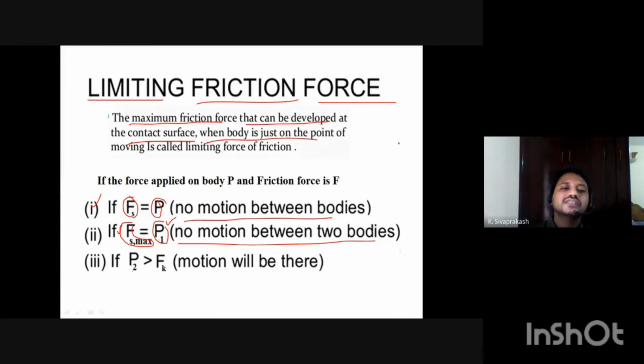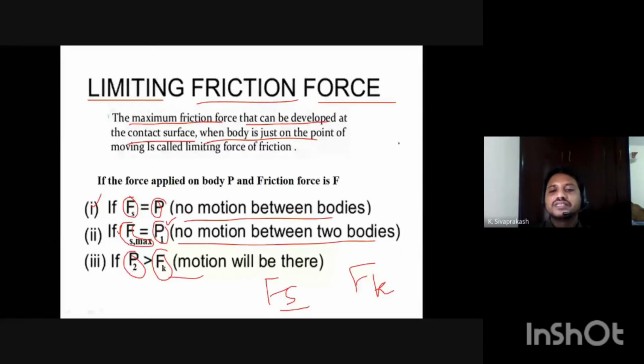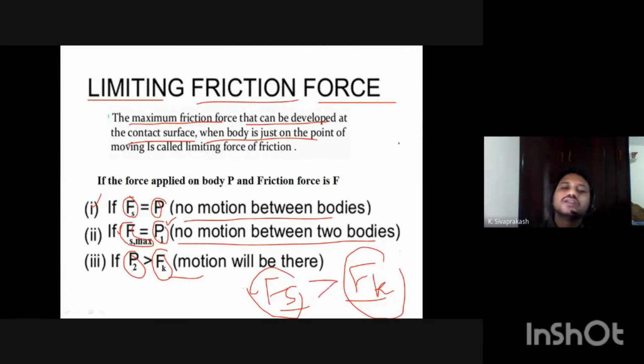So the reduced frictional force is known as kinetic friction. When comparing static friction and kinetic friction, which has the greater value? The static friction is greater than the kinetic friction. Otherwise, the kinetic friction is less than the static friction. So this is about the kinetic friction, the static friction and the limiting friction. I think you understand the differences between them very well.